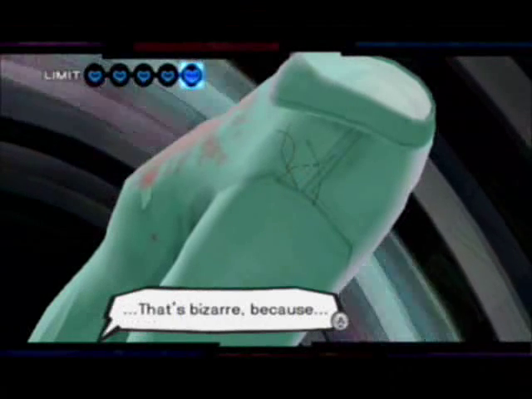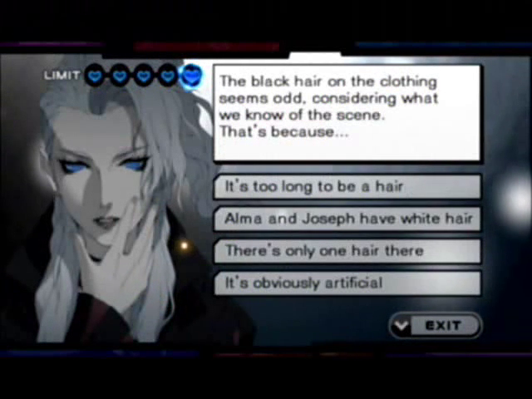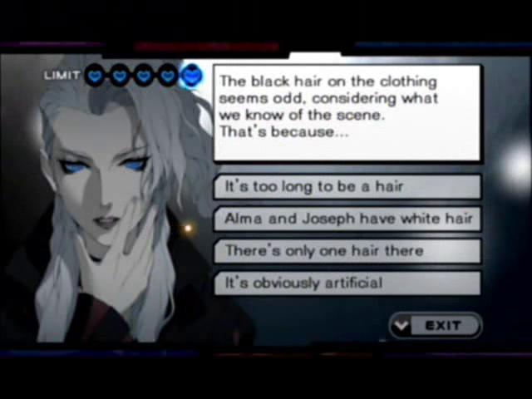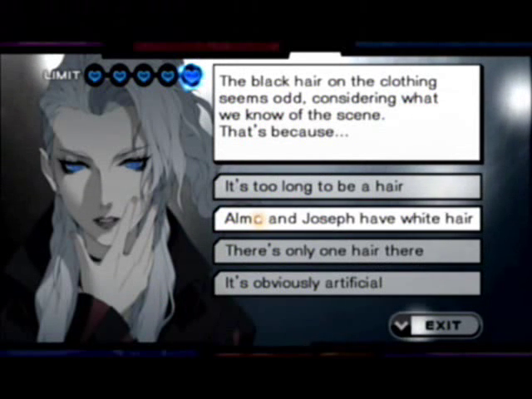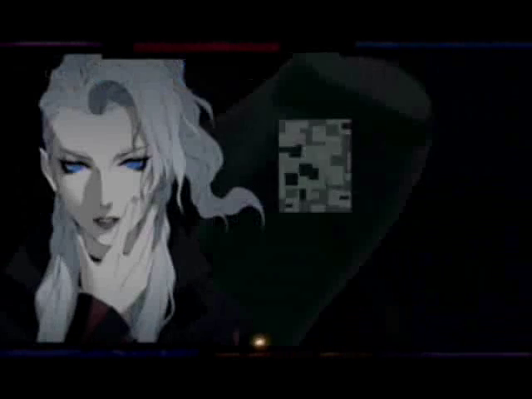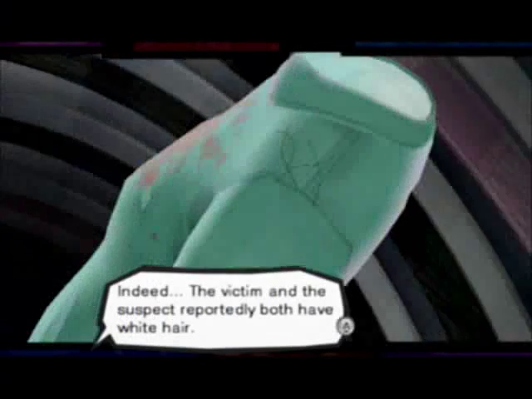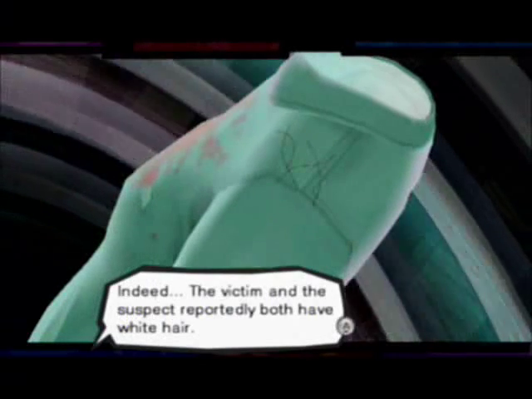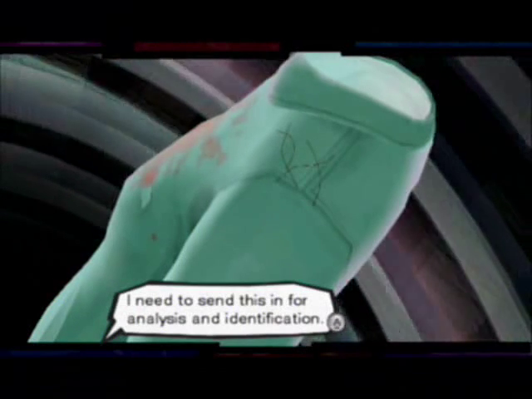That's bizarre, because... Don't they both have white hair? Indeed, the victim and the suspect reportedly both have white hair. I need to send this in for analysis and identification.